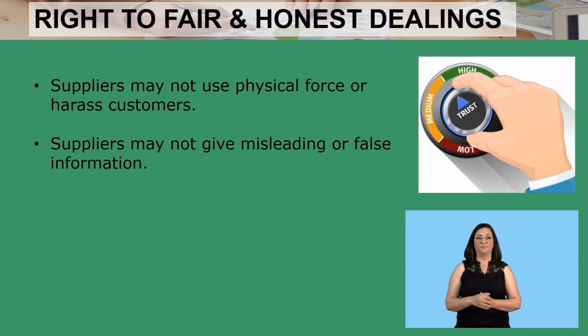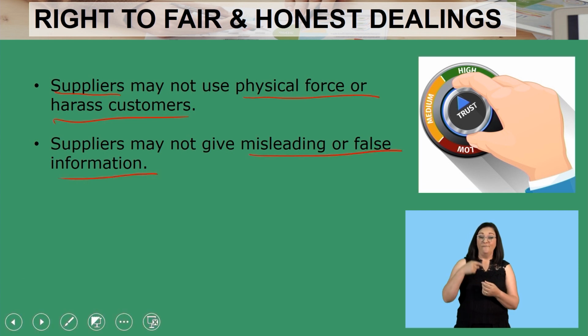The third one, right to fair and honest dealing. Suppliers may not use physical force or harass the customers. So meaning the dealings need to be done fairly and honestly. Suppliers may not give misleading or false information. So you need to be honest in your business dealings.